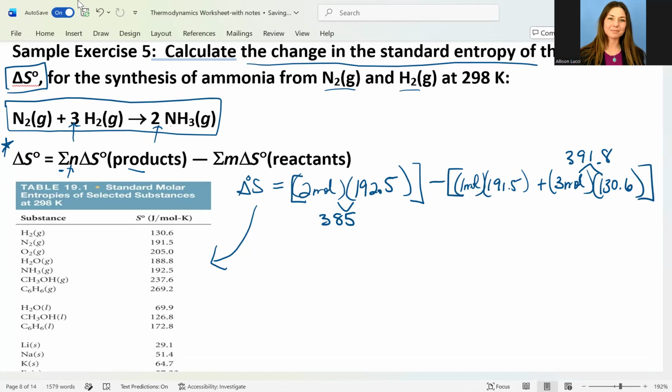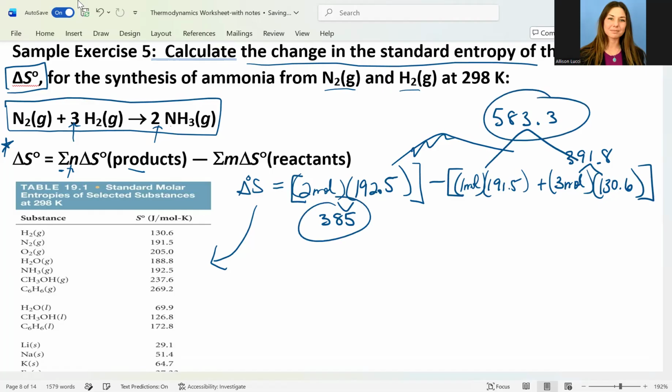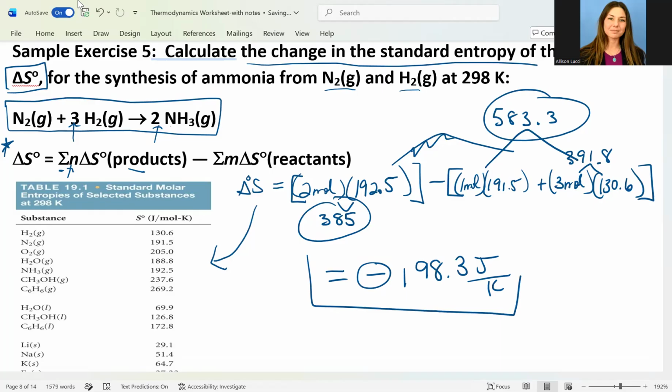That's 391.8. And if we subtract, 385 minus 391.8, we're going to get our, oh, I'm sorry, I forgot to add in our 192, or sorry, our 195 here. So the sum of 195, 191.5 and 391.8 is going to be 583.3. And this is the value we'll subtract from 385. So overall, we're going to see a negative entropy change of 198.3. And now I will write the full units, joules per Kelvin. And that is our final answer.